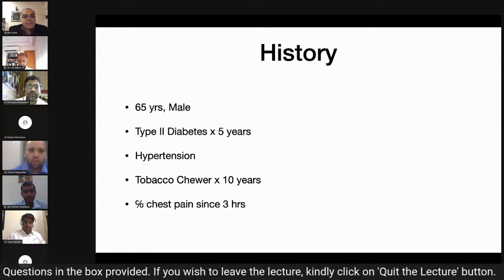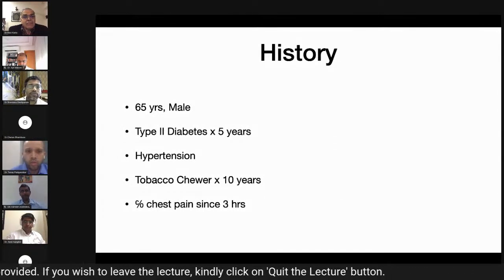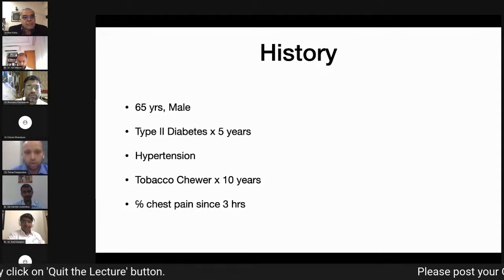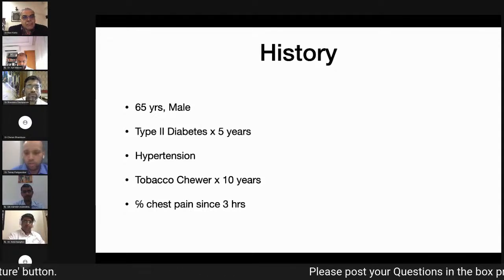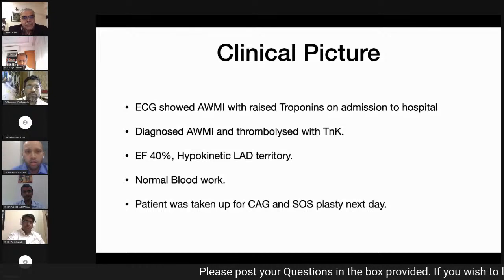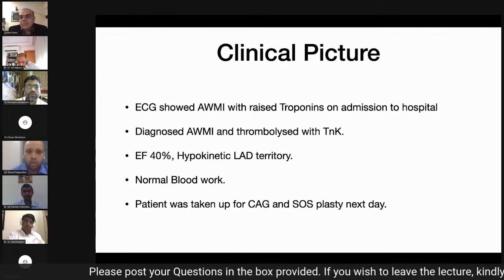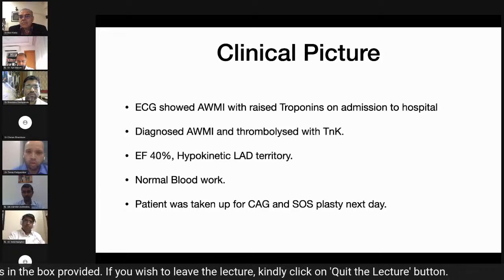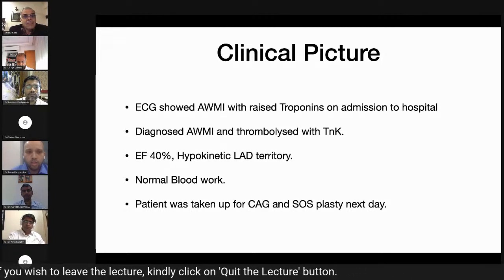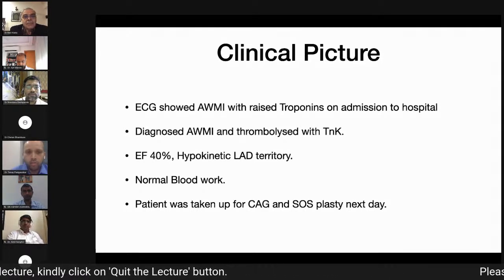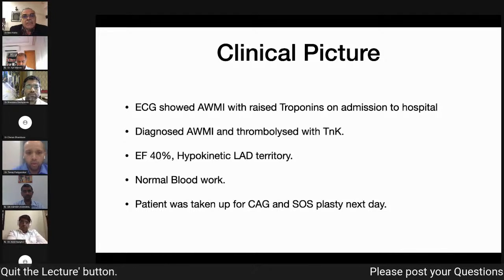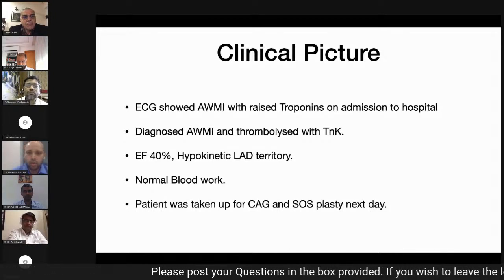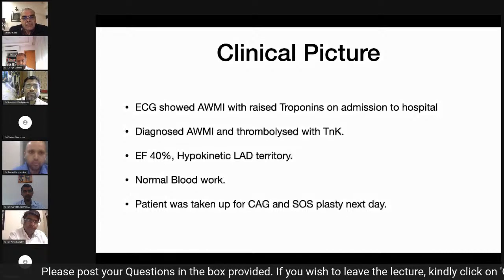So this is a case of a 65-year-old male patient. He was type 2 diabetic for over 5 years, with hypertension and a tobacco chewer for over 10 years. He presented with chest pain since 3 hours. The ECG showed anterior wall MI with raised troponins when he got admitted, diagnosed as an anterior wall MI and thrombolized with tenecteplase. His EF was around 40% with hypokinesia of the LAD territory. The blood work was normal and the patient was taken up for an angiography and angioplasty the next day.